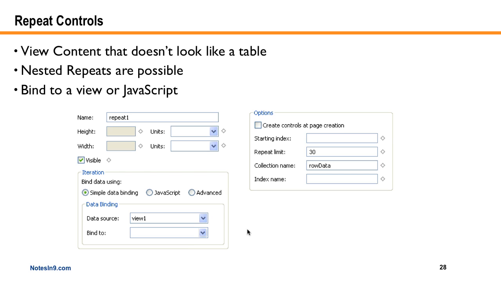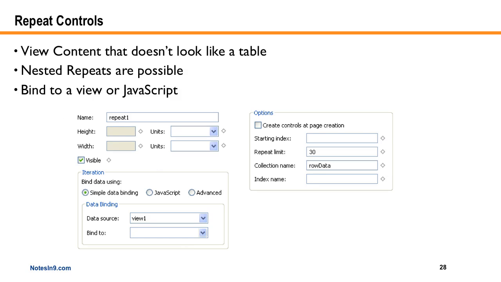Okay, and a repeat can bind to a view or JavaScript, and that's kind of important because it's not just a view you can repeat. It could be a collection, it could be JSON, it could be a JavaScript array, it could be a Java vector, it could be a multi-value field. Basically, any kind of list type data you can just throw into a repeat and iterate through it.